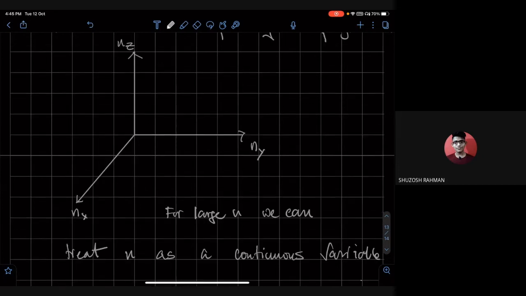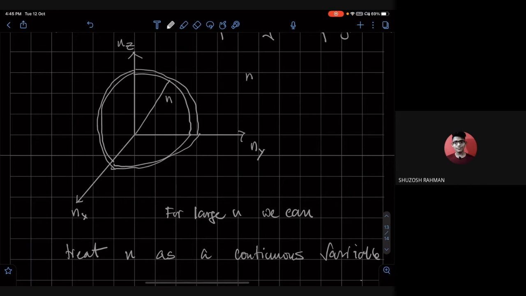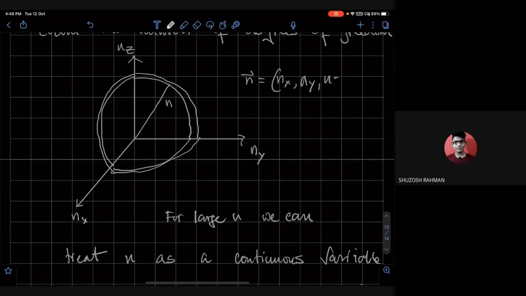So what we want to do is compute how many n's there are in a volume of a thin shell whose radius is n. So n is a vector. n is a vector of nx, ny, and nz. And of course, it's a three-dimensional vector, so we can use polar representation. And this n is the polar representation of this vector.